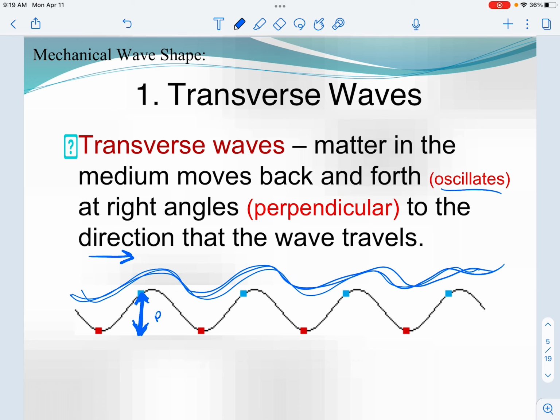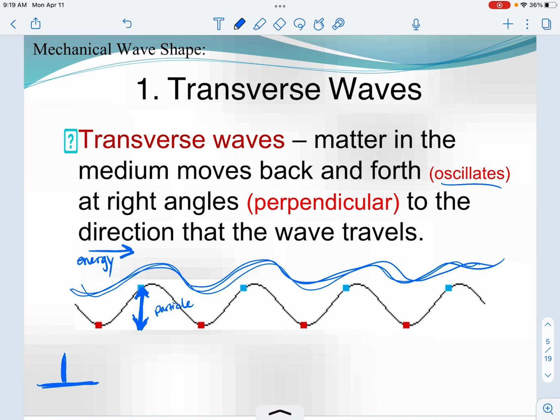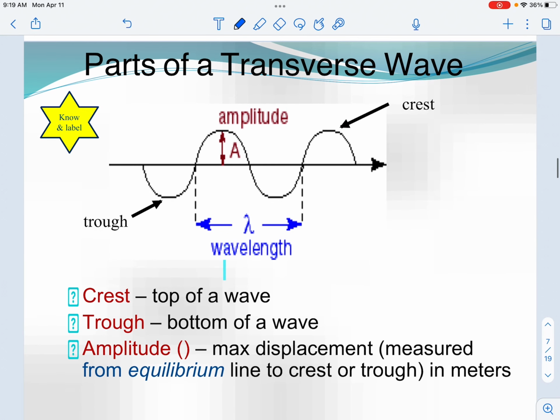So if we say that our particles are oscillating vertically up and down, and the energy is traveling horizontally, in this case to the right, well, these two lines make a right angle, or they are what we would define as perpendicular to each other. So now we should have a better understanding of what it means to say that transverse waves have the particles oscillate perpendicular to the energy. You will need to know the different parts of a transverse wave, so let's do that right now.